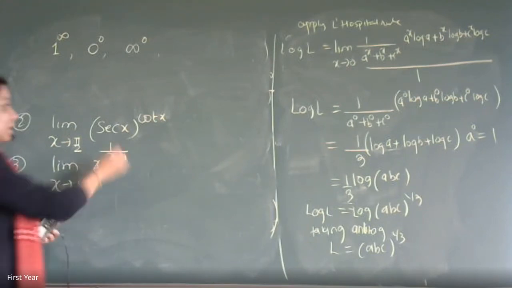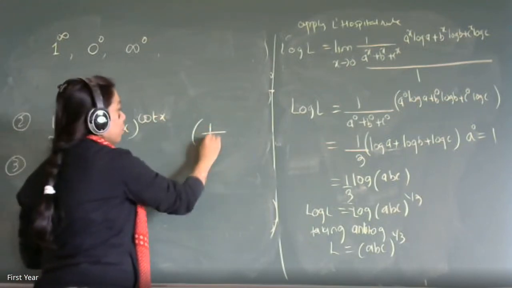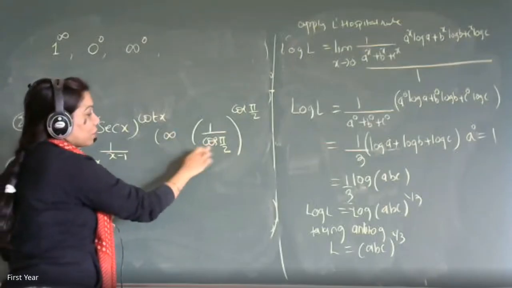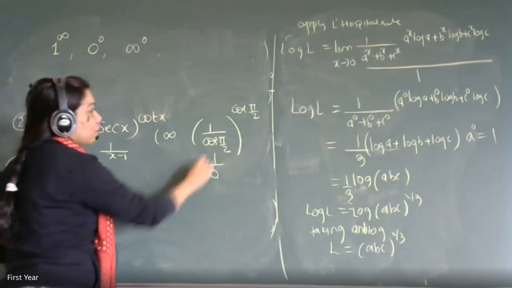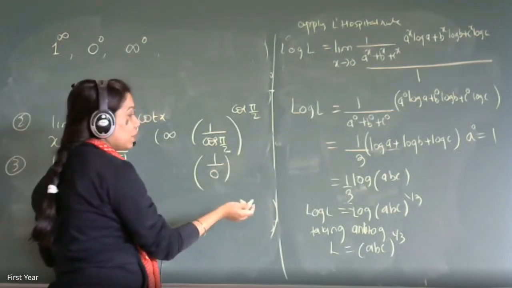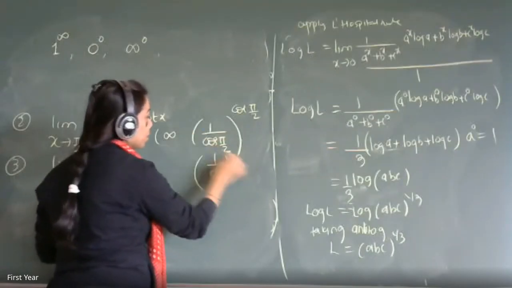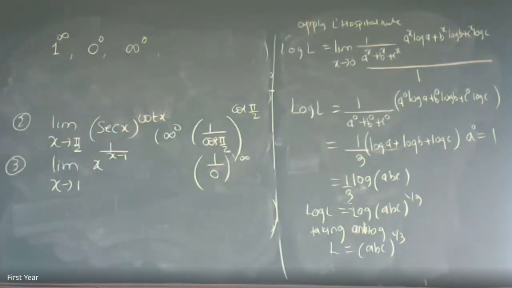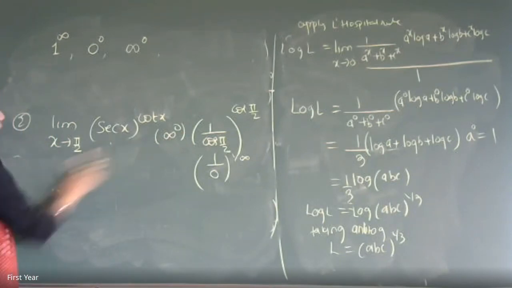Infinity, sec of pi by 2 is 1 by cos of pi by 2, so it is 1 by 0, no? Check once again. Infinity raised to 0. Cos of pi by 2 is 0, so 1 by 0. Tan of pi by 2 is 1 upon 0, which is infinity. So this is 1 by infinity, which is 0. So it is a 0 form. This question is infinity raised to 0.